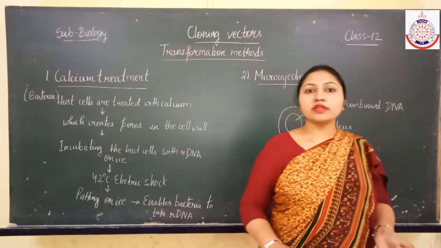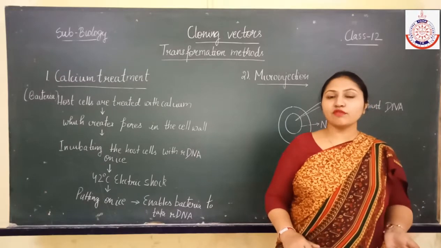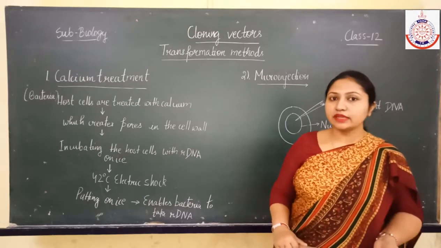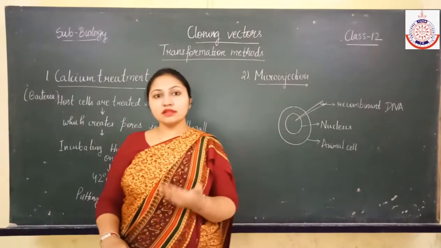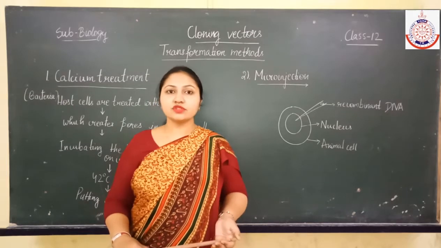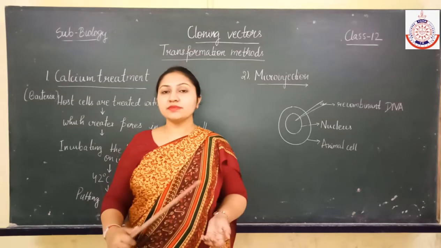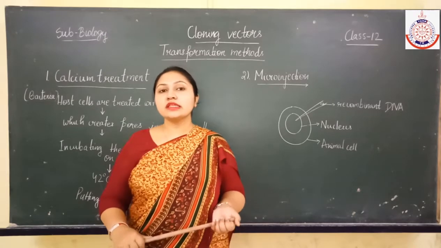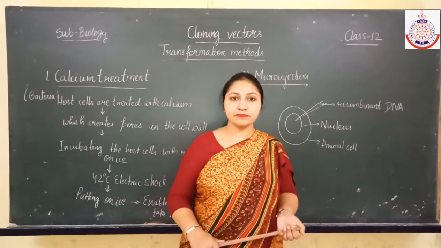As all of you know, rDNA is constructed from the foreign gene, the foreign DNA, linked with the plasmid DNA or another cloning DNA, so that multiple copies are produced. But how are these multiple copies produced? When the rDNA is transformed into the host cell.